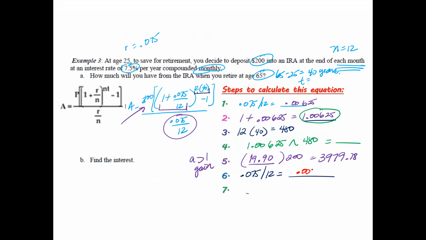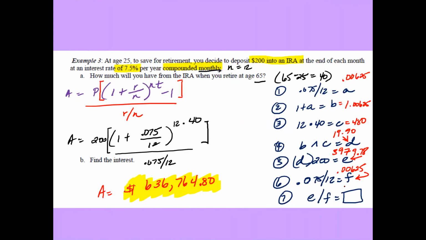it should give you a 0.00625, just like how you did it before. Now you're going to divide these two numbers together. And what do you get once you divide them together? Take a look at this. $636,764.80. And that is how much you get back. But you got to remember step B, find the interest. Interest is how much you get back because you're also putting $200 each month. So we have to go ahead and calculate that piece as well.